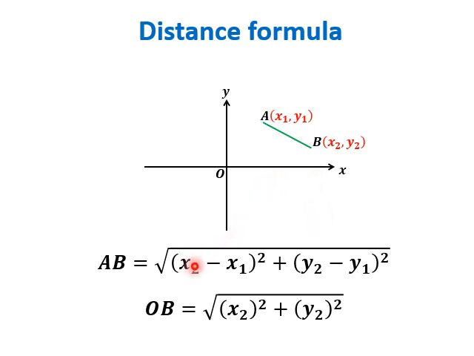An alternate form is the distance from the origin. Suppose we want to compute the distance from O to B. Then we need to put x1, y1 equal to 0, since the coordinates of the origin are 0 and 0. We get OB equal to square root of x2 square plus y2 square.